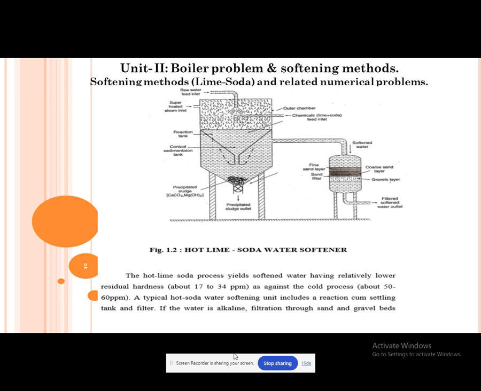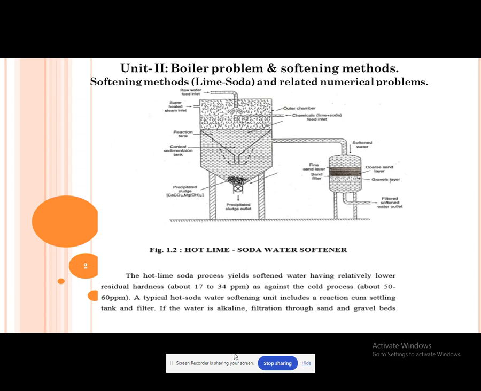The second diagram here is of the hot lime soda method. Here also lime and soda are added. No coagulant is required as we are using a hot water stream. So all the precipitation reactions occur between calcium and magnesium dissolved salts, and they are converted into calcium carbonate and magnesium hydroxide sludge. The hot lime soda process yields softened water having relatively lower residual hardness, about 17 to 35 parts per million, as against the cold lime soda process, which is 50 to 60 ppm.